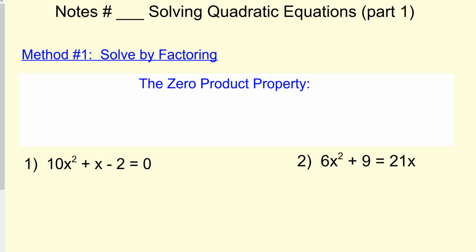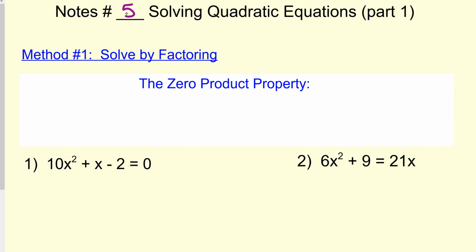We're going to review solving quadratic equations. There are several ways to solve quadratic equations, so we'll talk about some of them this time, and next time we'll talk about the rest. We're going to split this into part 1 and part 2, but there's only one video today, part 1. And this is notes number 5, I do believe.